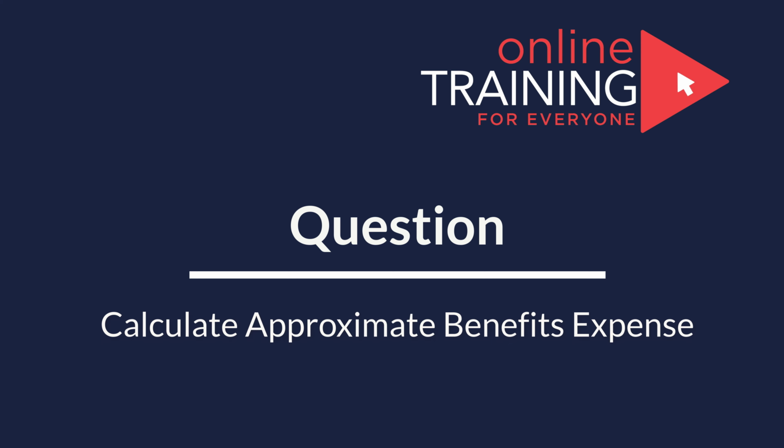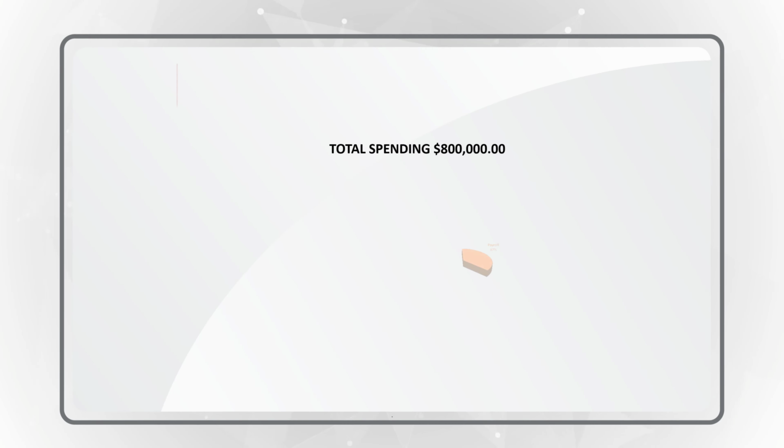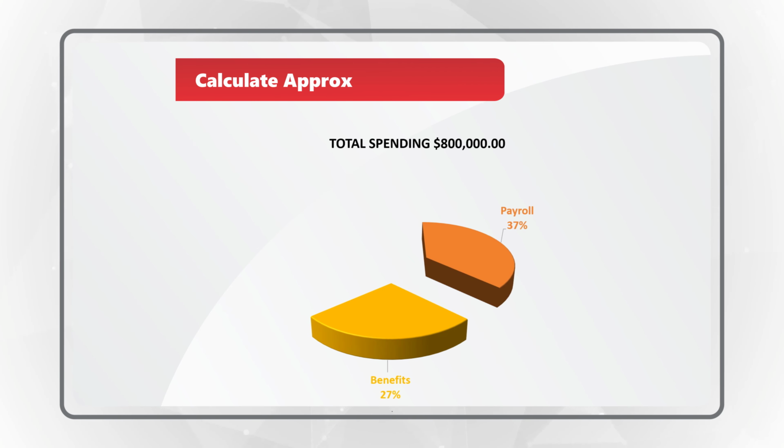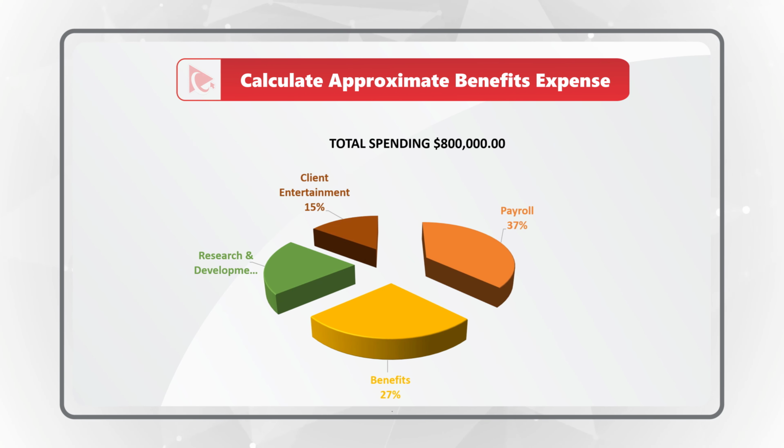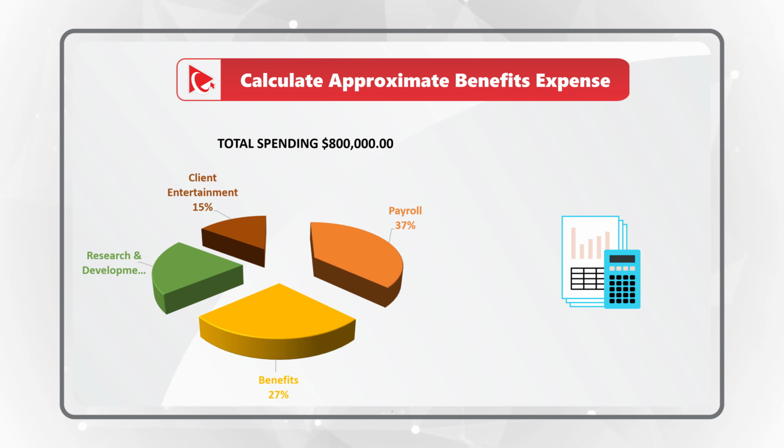And now, here's the question for you to try. You're presented with total company spending, which is equal $800,000, and you need to calculate an approximate benefits expense. In addition to benefits on the chart, you also see payroll, research and development, as well as client entertainment amounts. You are presented with 4 different choices for which you need to do mental calculations.